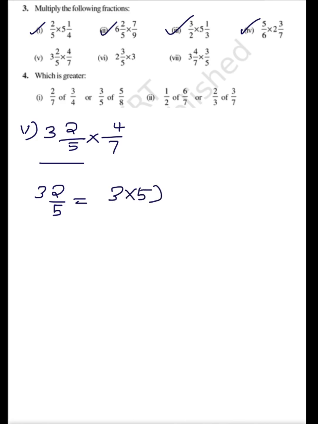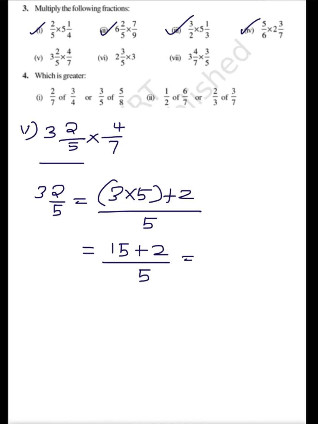So just cross multiplying 3 into 5, plus numerator 2, divided by denominator 5. What is 3 into 5? It's 15. 15 plus 2, what is 15 plus 2? It's 17. So you will get 17 by 5.